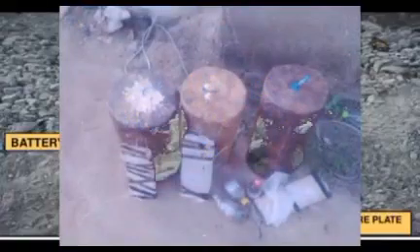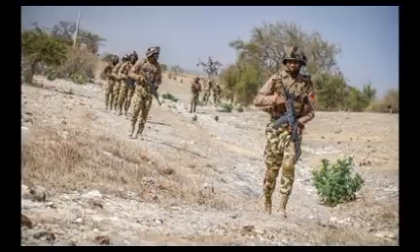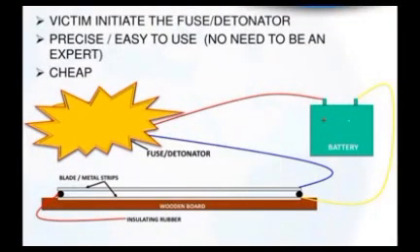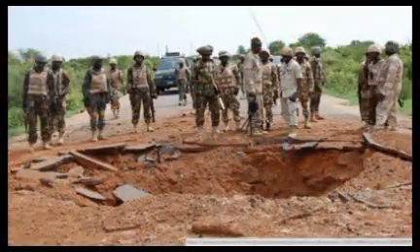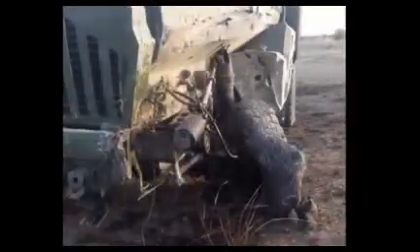Scenario 1. Pressure plate. The IED is disguised or hidden in a frequently used route and is typically triggered when a person steps on the plate. Once triggered, the IED explodes, causing significant damage and potential casualties.